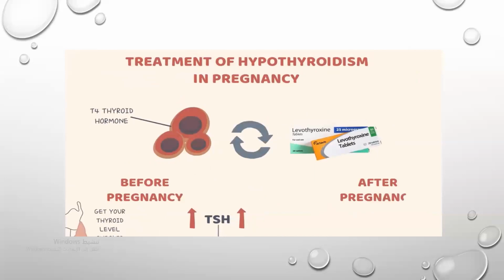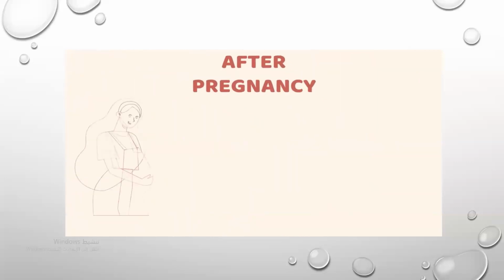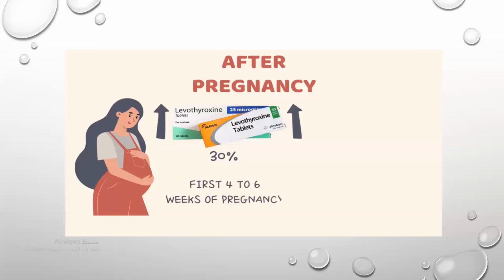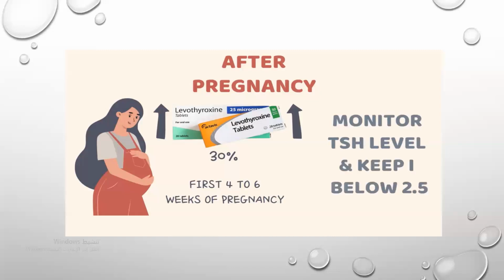Once a hypothyroid female becomes pregnant, the levothyroxine dose often must increase. The dose should be increased as much as 30% or more in the first 4 to 6 weeks of pregnancy. After that, it is important to monitor the TSH levels, and the goal is to keep it below 2.5.